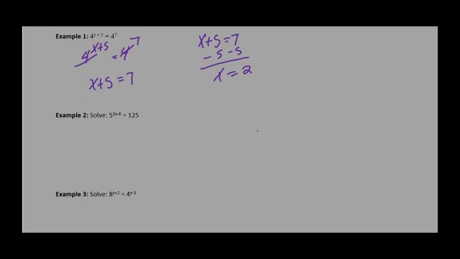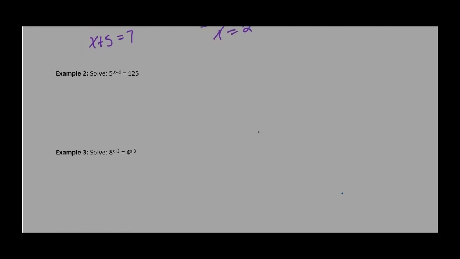My second example is a little bit different. I have 5 to the 3x minus 6 equals 125. So technically right now my base is 125 to the first power. But we can make a change, right? We can ask what number has a base of 5 that would give me 125? Well, that would be 3.